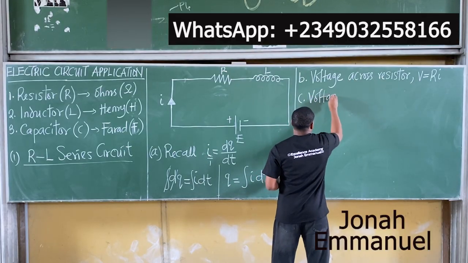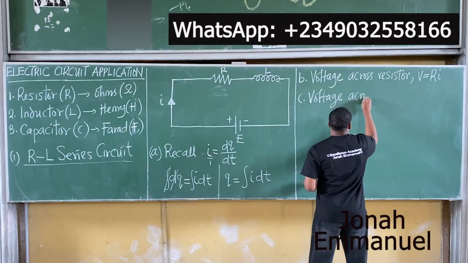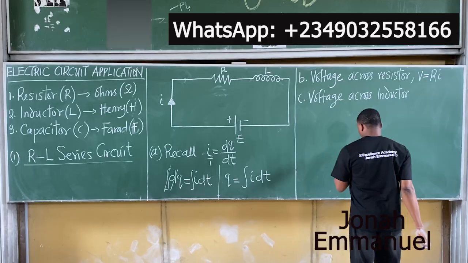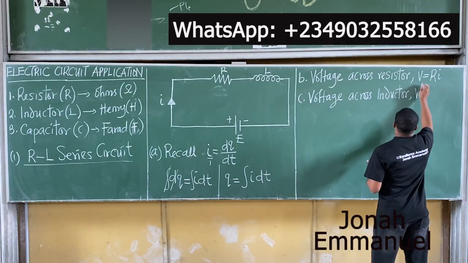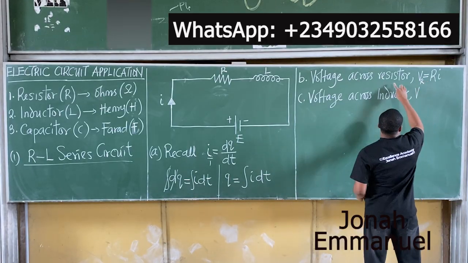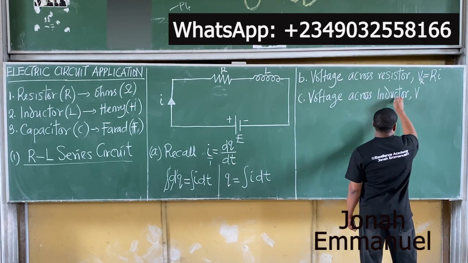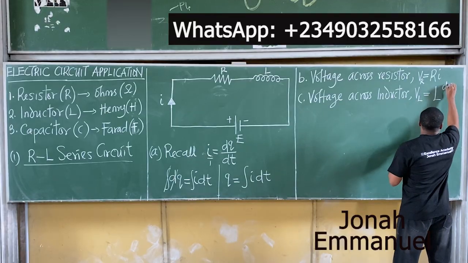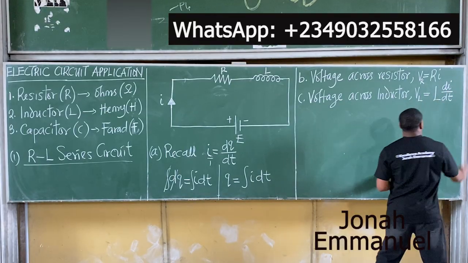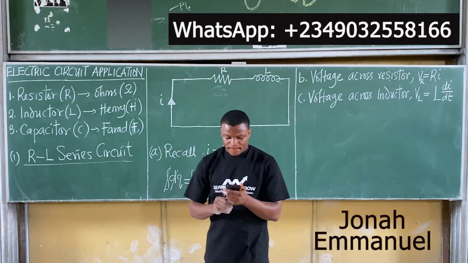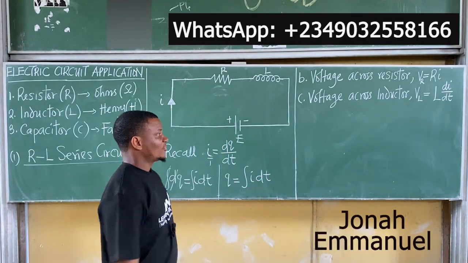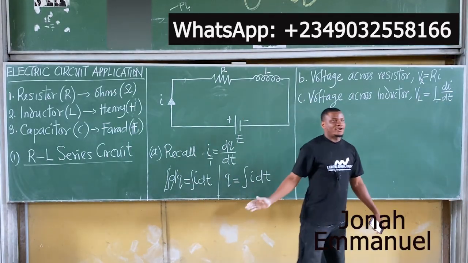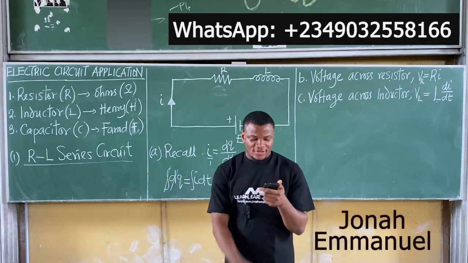Let's look at voltage across an inductance or inductor. Let's call the voltage across the resistor VR, and the voltage across the inductor VL. VL is equal to L di dt. So for an inductor, the voltage across the inductor is simply equal to the product of the inductance and the rate at which current is flowing, basically.